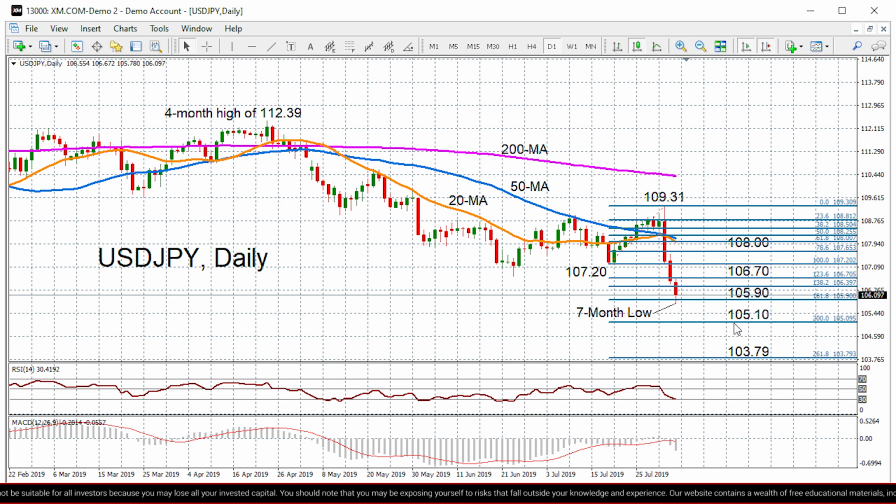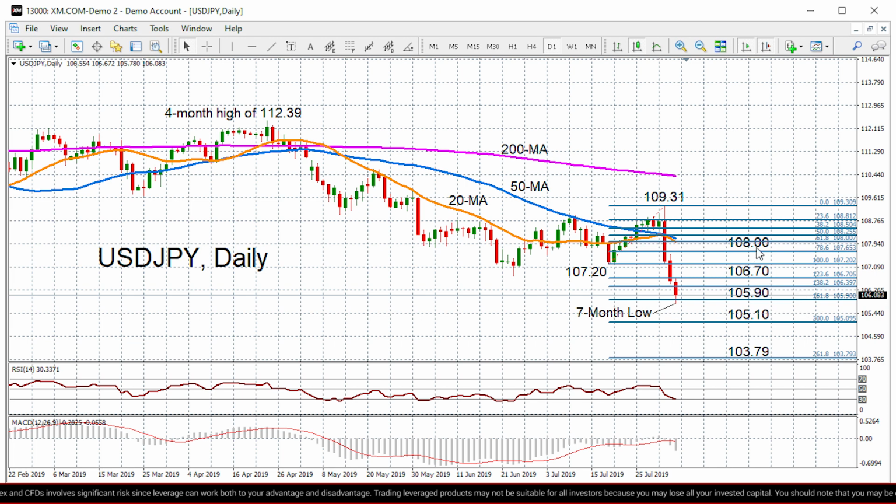So if that happens, the next key support to watch would be the 200% Fibonacci extension of the uplift from 107.20 to 109.31. So that level is at 105.10, and below that we do have the 261.8% Fibonacci extension at 103.79. If though today's rebound gains further traction, we could see dollar yen making a run for the 123.6% Fibonacci extension at 106.70. Clearing that hurdle as well could set the pair for the 108 handle.